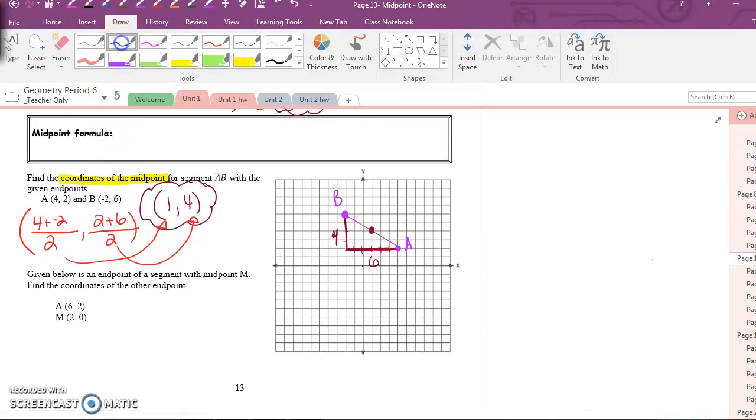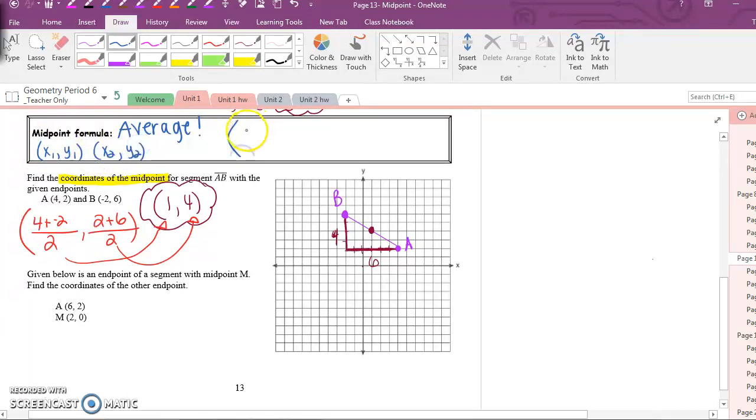I'm going back up to the box here. I'm going to write the word average. That's what you want to think. You're finding the average of the x's and the average of the y's to give you the coordinate. So a lot of times we're going to label our points x1, y1 and x2, y2 just like we did in distance. The formula says average the x's, x1 plus x2 divided by 2, and average the y's, y1 plus y2 divided by 2. And there's your formula.